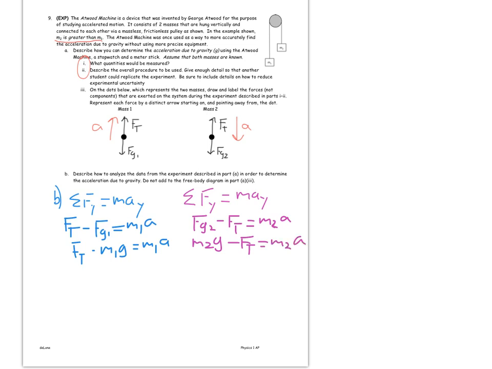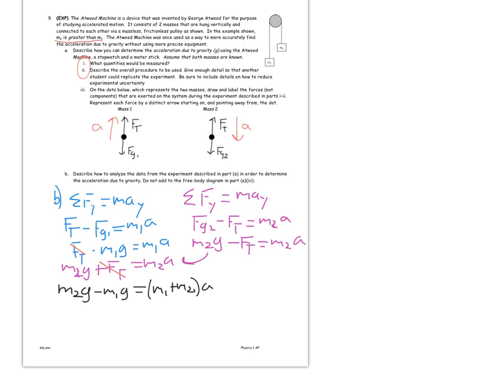And now I'm going to combine those equations. So just slide this one over here and add those two equations together. As always, the Ft's are going to go ahead and cancel out. And what I'm going to be left with for my overall equation is m2g minus m1g is equal to the sum of the masses, m1 plus m2, times a.